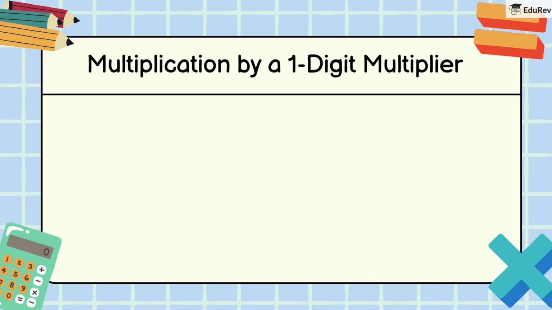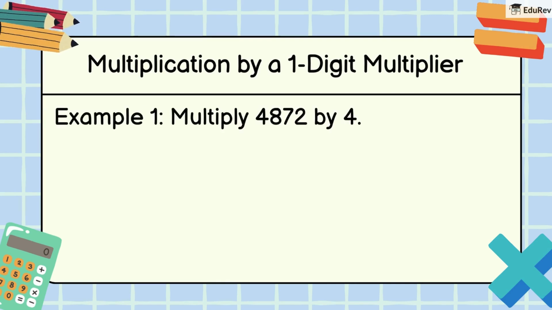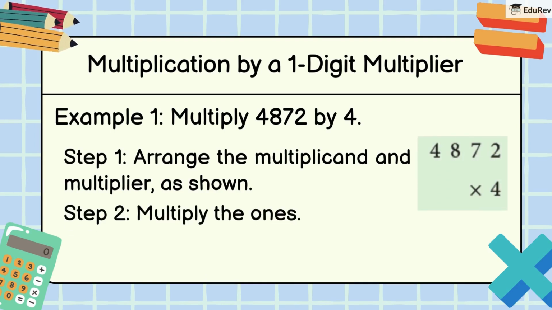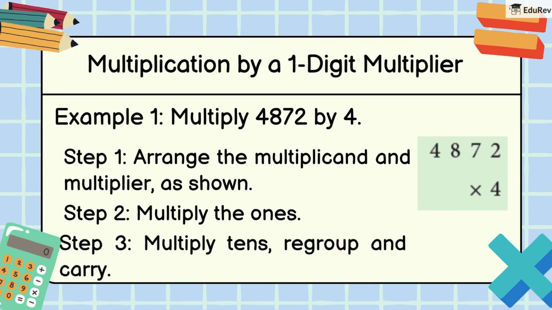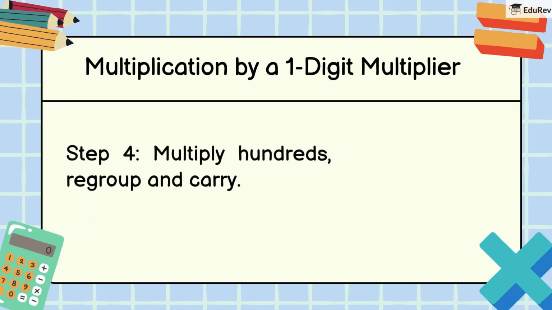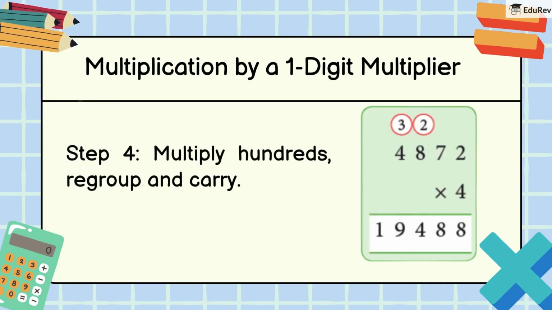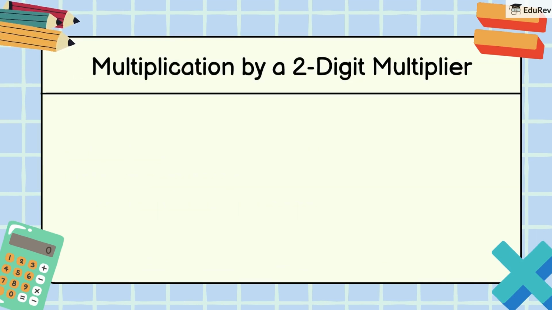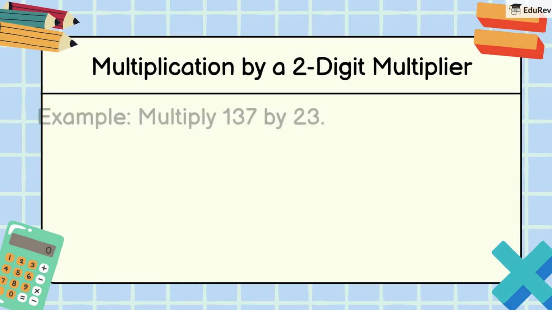Multiplication by a one-digit multiplier. Example 1. Multiply 4872 by 4. Step 1. Arrange the multiplicand and multiplier, as shown. Step 2. Multiply the ones. Step 3. Multiply tens, regroup and carry. Step 4. Multiply hundreds, regroup and carry. Step 5. Multiply thousands.